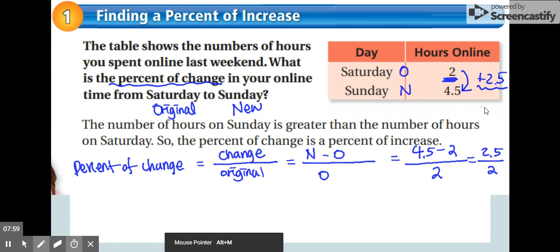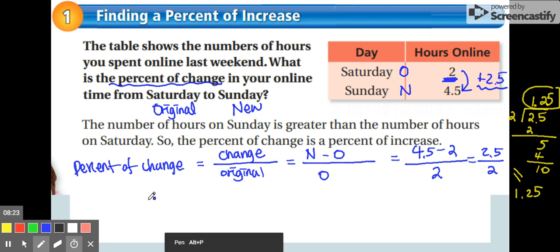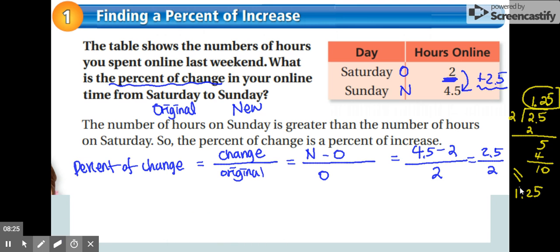Now we just find the percent of change. Oh, you don't see the percent sign, right? So let's just simplify it. 2.5 divided by 2. I know some of you already found this is 1.25. So 1.25 is going to be the answer. Now, how many times do we need to move the decimal to convert this decimal to percent? You have to move the decimal twice to the right. So the answer should be 125%. So it's increased by 125%.